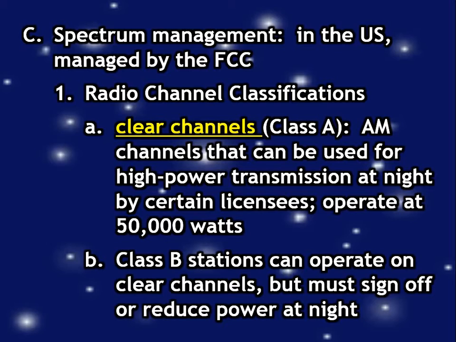Class B stations can operate on clear channels, but they must sign off or reduce power at night. Good example of that, there's a religious formatted station in Raleigh that's on the air at AM 1030. AM 1030 here in Raleigh has to sign off at night because if it doesn't, it's going to interfere with the AM 1030 in Boston, which is a clear channel signal. And at times you can hear AM 1030 out of Boston here in this area at night.